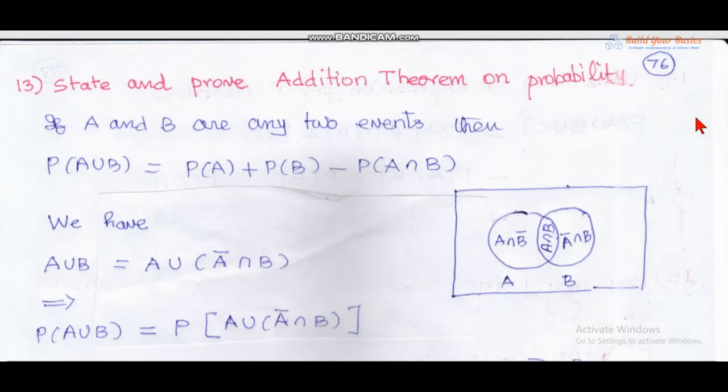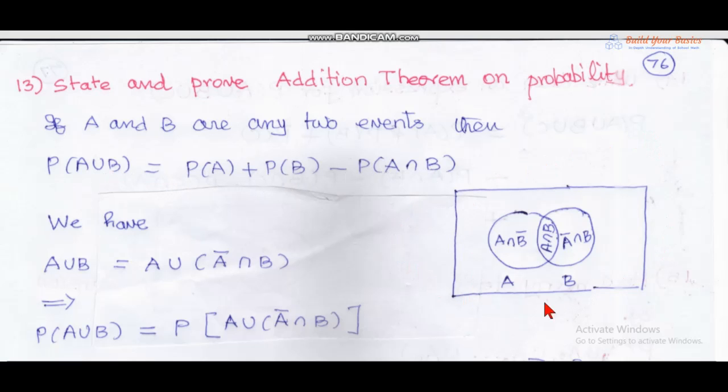Question number 13. State and prove addition theorem on probability. The statement of addition theorem on probability is, if A and B are any two events, then probability of A union B is equal to probability of A plus probability of B minus probability of A intersection B.